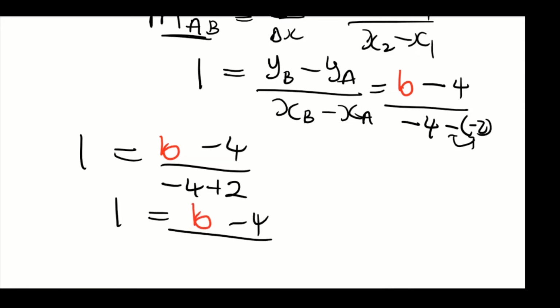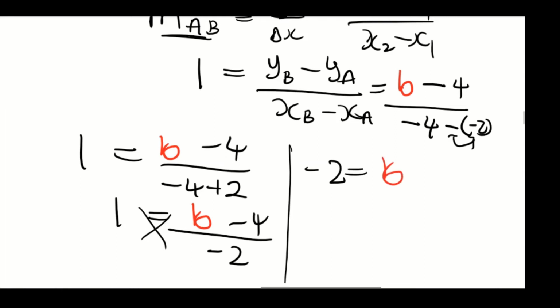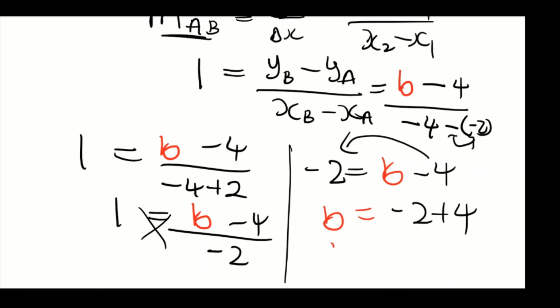Minus 4 over minus 4 plus 2 is going to be minus 2. Then you cross multiply, you have minus 2 is equal to your b value, right? And minus 4, so you transpose the minus 4 to the other side, you have your b value being equal to minus 2 plus 4. So this means now that your b value is equal to 2, since minus 2 plus 4 is equal to 2. So this is your solution of b.